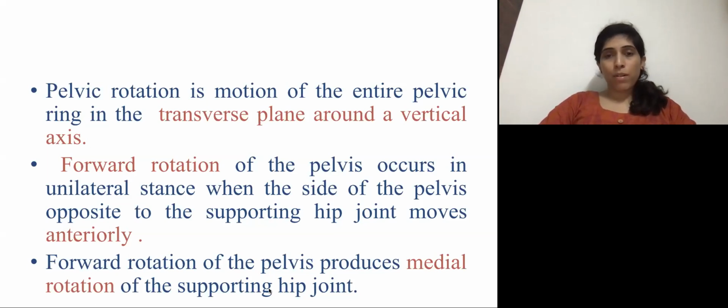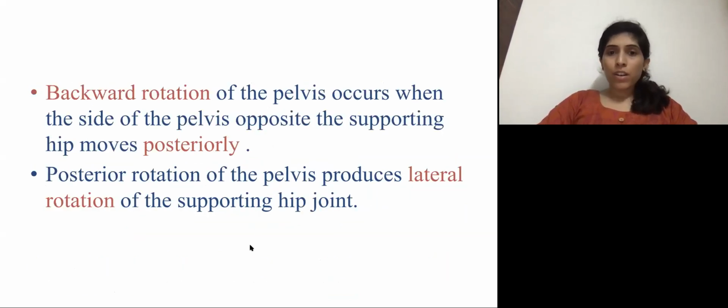So forward rotation will occur on the swing extremity, or we can say non-weight bearing extremity, and the medial rotation of the hip occurs on the weight bearing extremity. And the opposite, that is backward rotation of the pelvis, occurs when the side of the pelvis opposite to the supporting hip moves posteriorly. So whenever the hip is moving in the posterior direction, that time backward rotation will occur, and posterior rotation of the pelvis will produce the lateral rotation of the supporting hip joint. Okay, so this is related to the pelvic rotational movement.